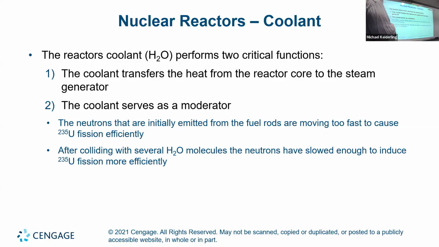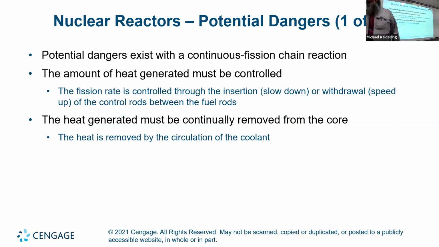Yeah. So the reactor coolant, H2O, performs two critical functions. Coolant transfers the heat from the reactor core to the steam generator. It also serves as a moderator. Water is a moderator. So the neutrons that are initially emitted from the fuel rods are moving too fast to cause uranium-235 to fission efficiently. But if they run into water, they slow down a bit and they work better.